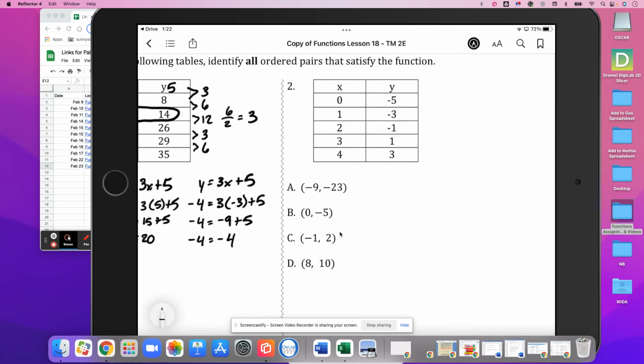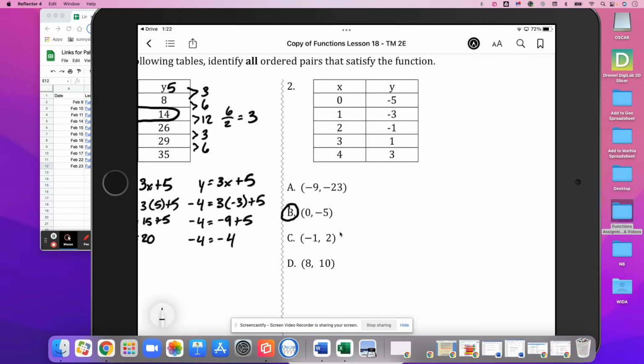So for number 2, I will use the same strategy to start with. I do see that I have 0, negative 5 here, and I have 0, negative 5 there. They match perfectly. So B is a solution to the, what's the word I'm looking for? It does satisfy the function.